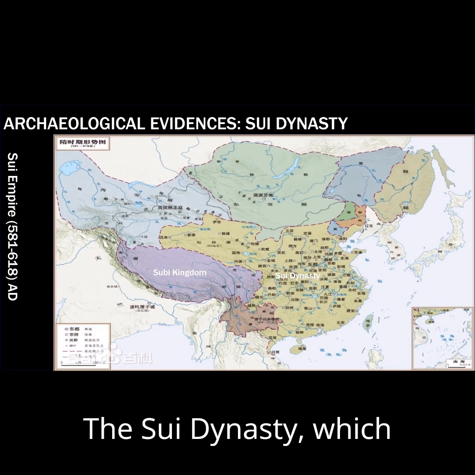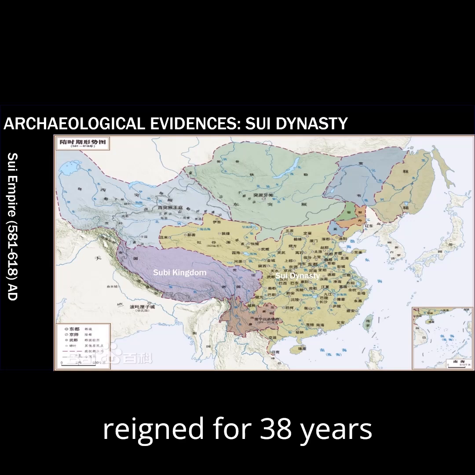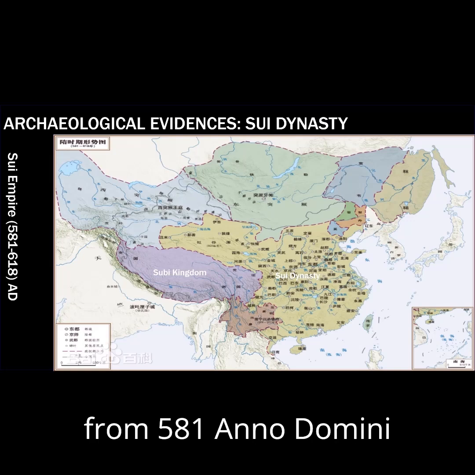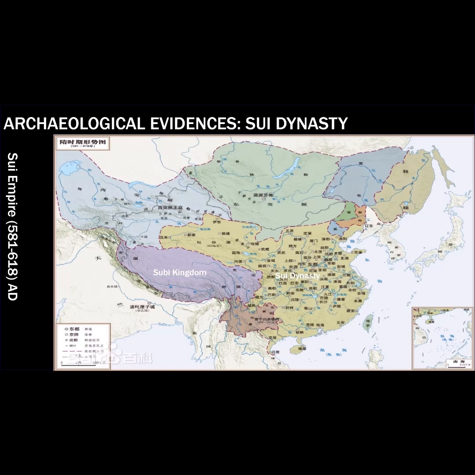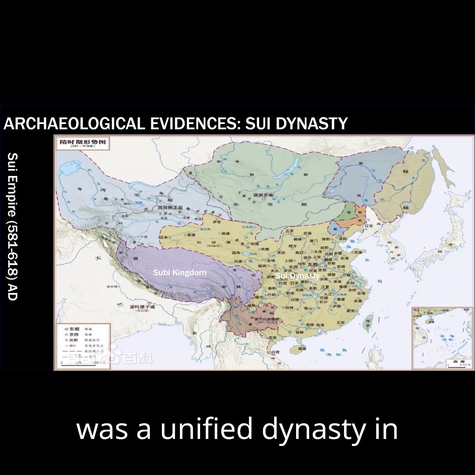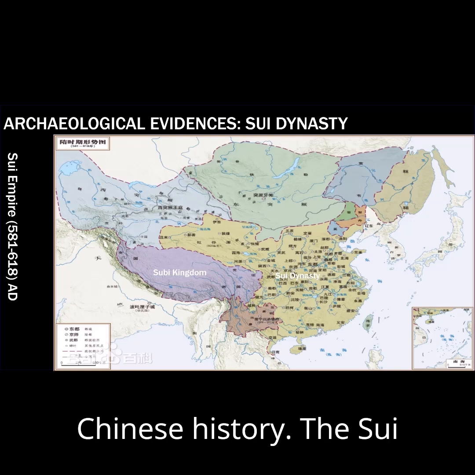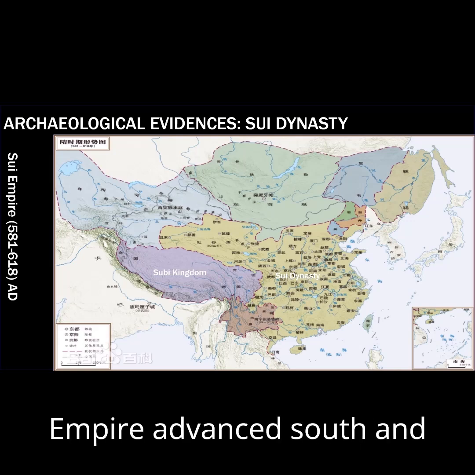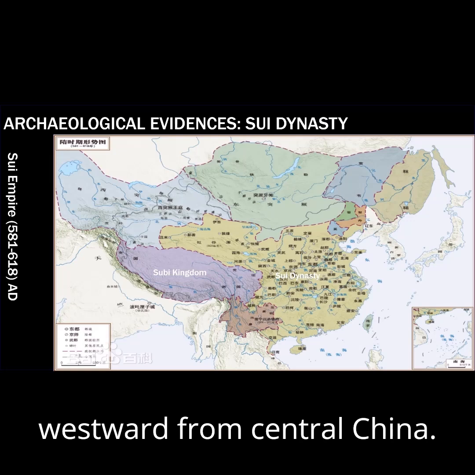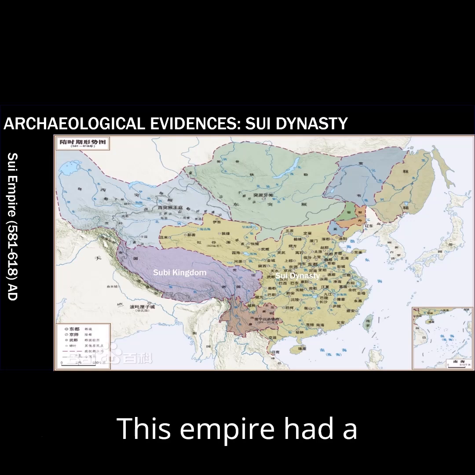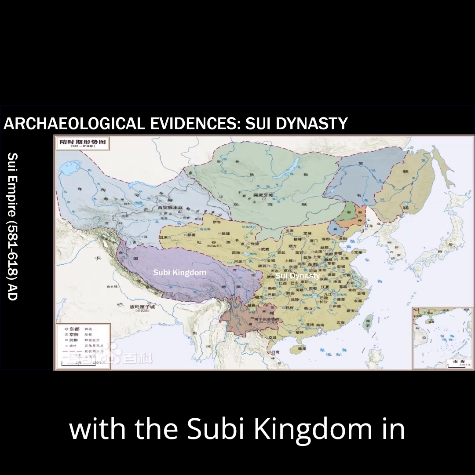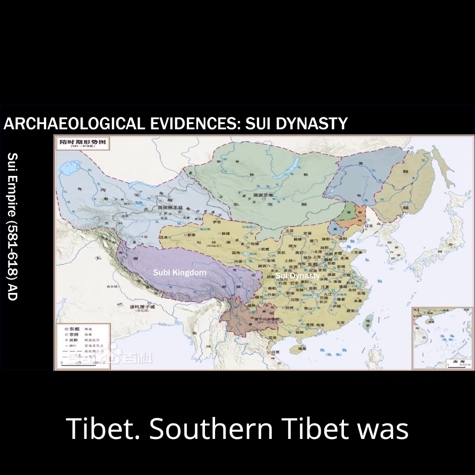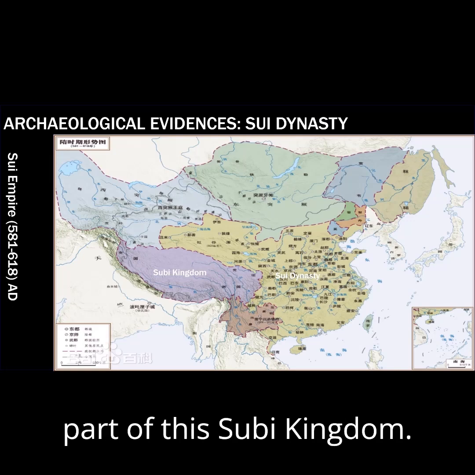The Sui Dynasty, which reigned for 38 years from 581 Anno Domini to 681 Anno Domini, was a unified dynasty in Chinese history. The Sui Empire advanced south and westward from central China. This empire had a well-defined relationship with the Subi kingdom in Tibet. Southern Tibet was part of this Subi kingdom.